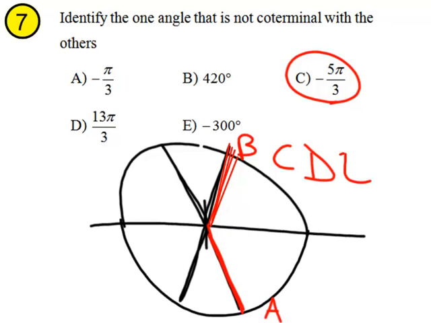So answer choice E is here, and I forgot to move this little circle along, but we see that A is the odd one out here. That is the one that is not coterminal with the others.